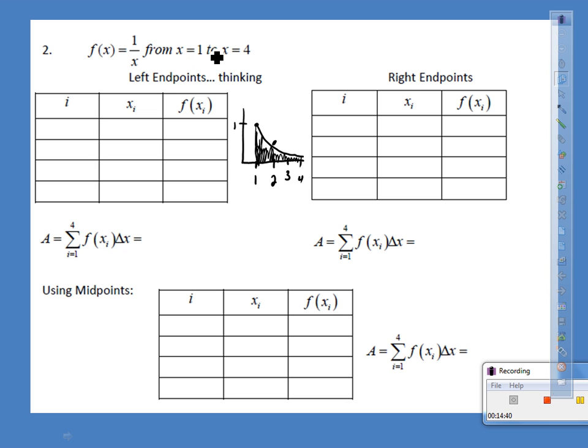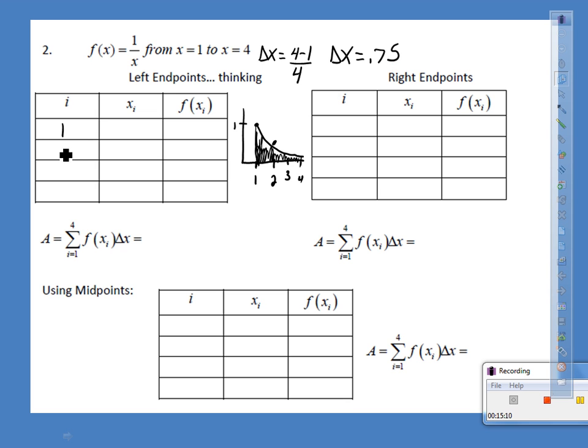I'm going to go from 1 to 4, so let me get delta x out of the way first, the width of each rectangle. Delta x is going to be 4 minus 1 divided by the number of rectangles that we're doing. And on your sheet I had n equal 4 again, so divided by 4. So for these examples, delta x is going to be 0.75. I'll click through the numbers for you.